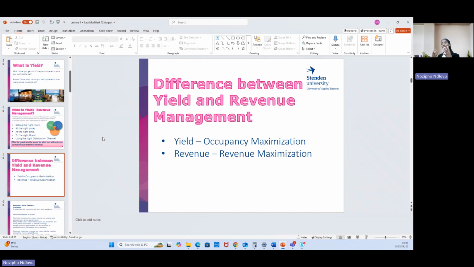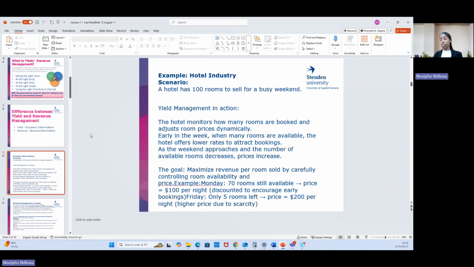So when you're focusing on yield, we're looking at occupancy maximization. How can you make sure that this hotel is fully booked? Then when you're looking at revenue management, we're looking at how we can maximize the revenue that we will get from this particular hotel by providing extra services. Let's look into this example. In the hotel industry, a hotel has 100 rooms to sell for a busy weekend. We have 100 rooms that we can possibly sell for this particular busy weekend.